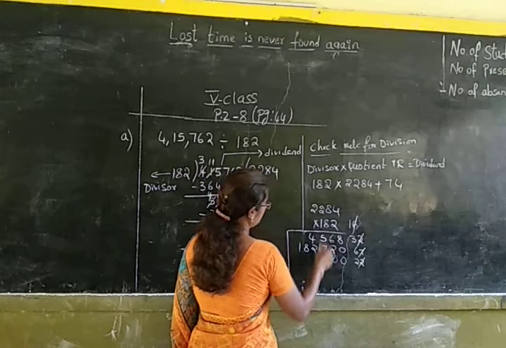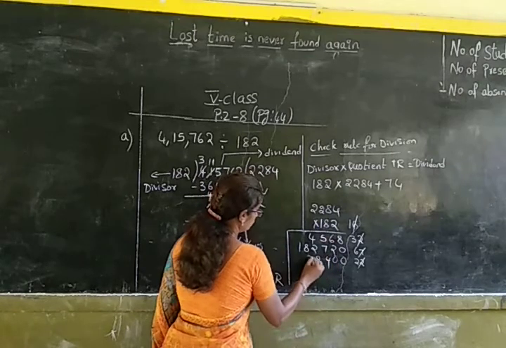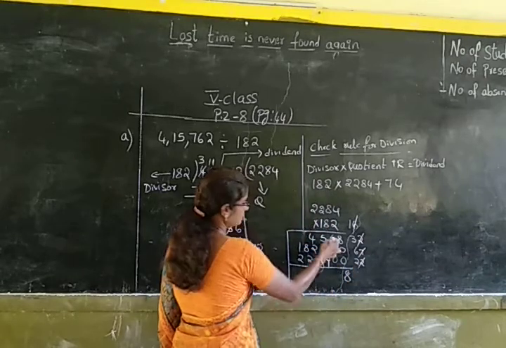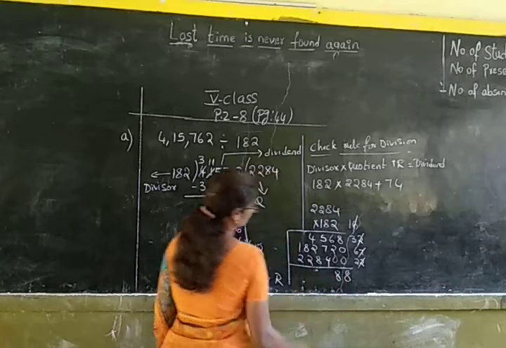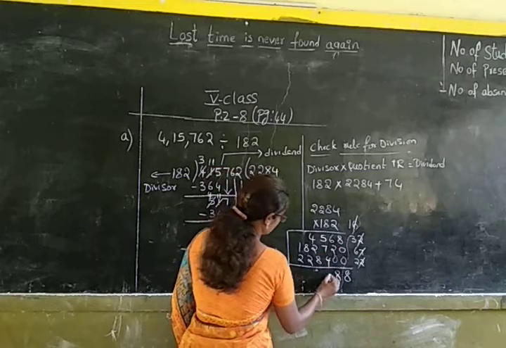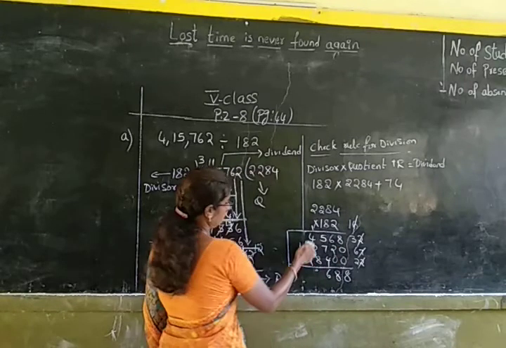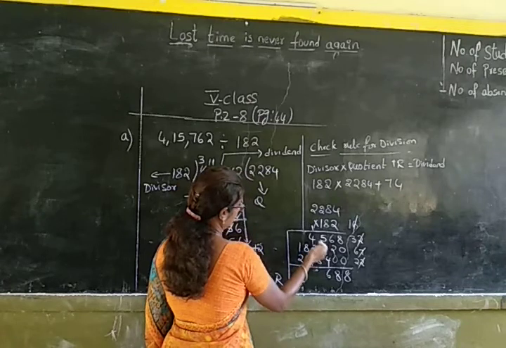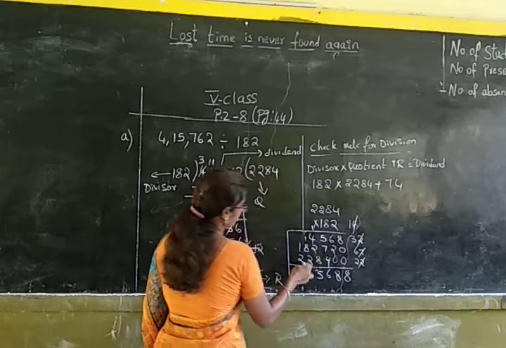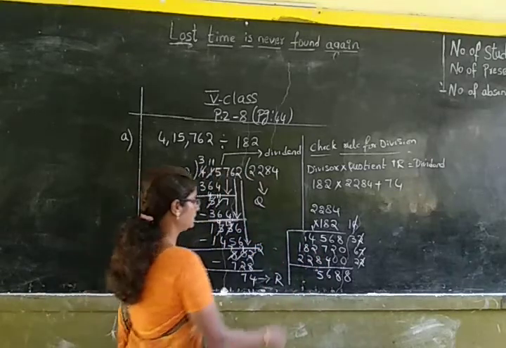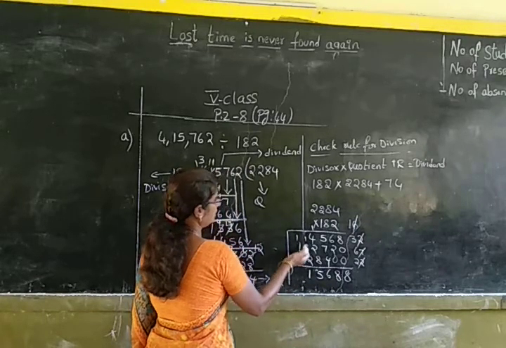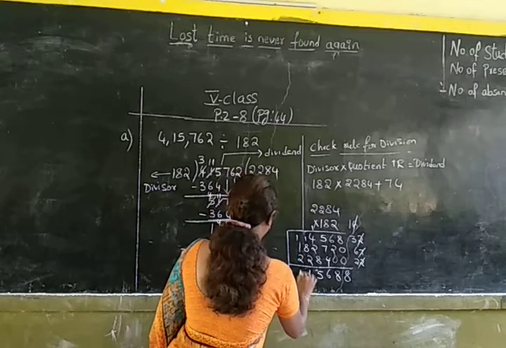1 4s are 4. 1 8s are 8. 1 2s are 2. 6 plus 2 is 8. Next, 5 plus 7 is 12 and 12 plus 4 is 16. Again, 8 plus 2 is 10, 10 plus 4 is 14, 14 plus 1 is 15. 8 plus 2 is 10, 10 plus 1 is 11. 2 plus 1 is 3, 3 plus 1 is 4.